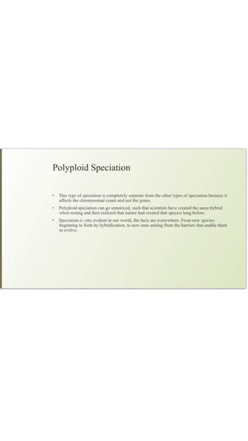Speciation is very evident in our world. The facts are everywhere. From new species beginning to form by hybridization to new ones arising from the barriers that enable them to evolve. All this put together, the fact is that speciation occurs everywhere on the planet and has been occurring for millions of years, which is the evidence for the hundreds of millions of species that we have today.